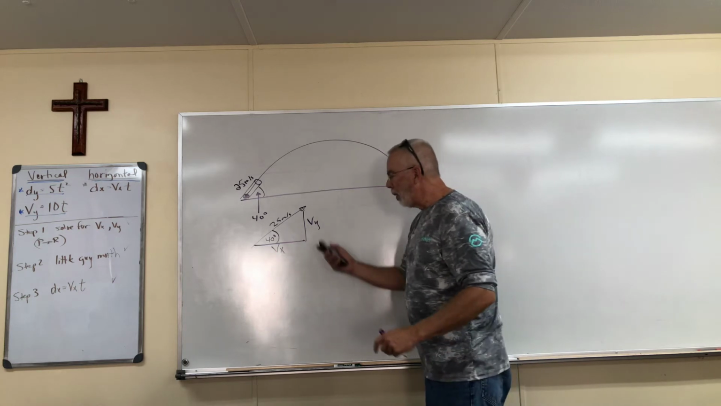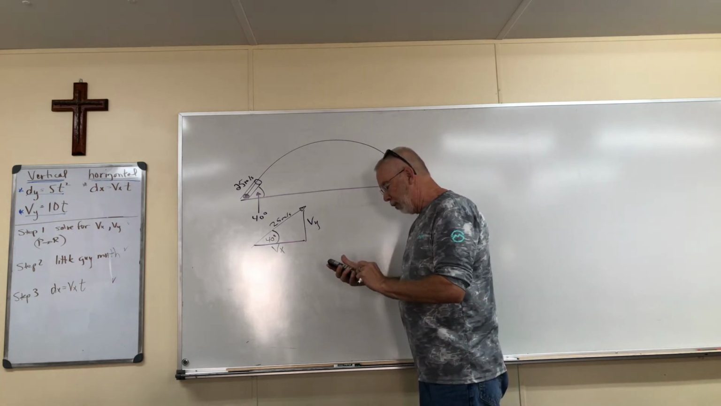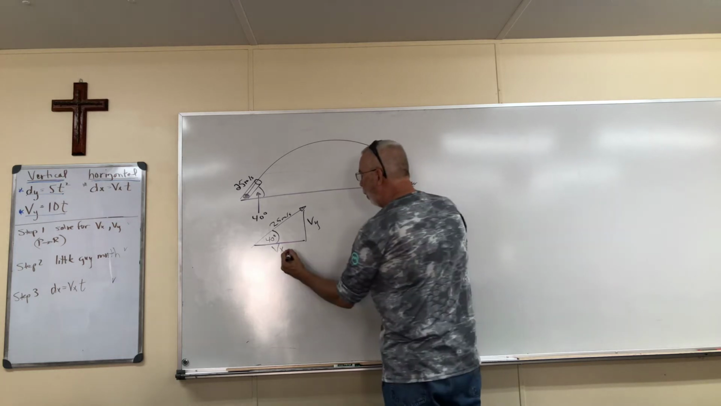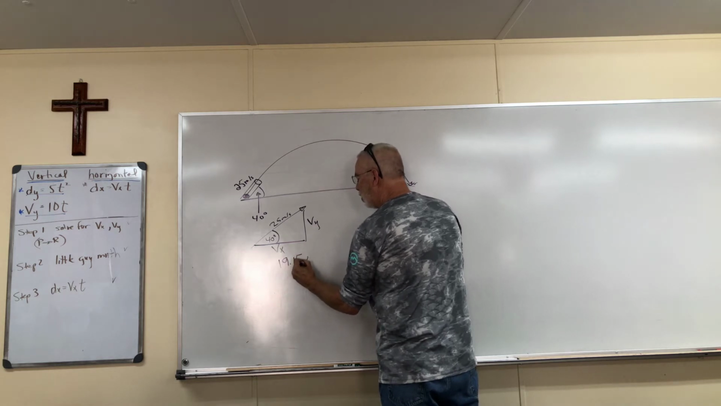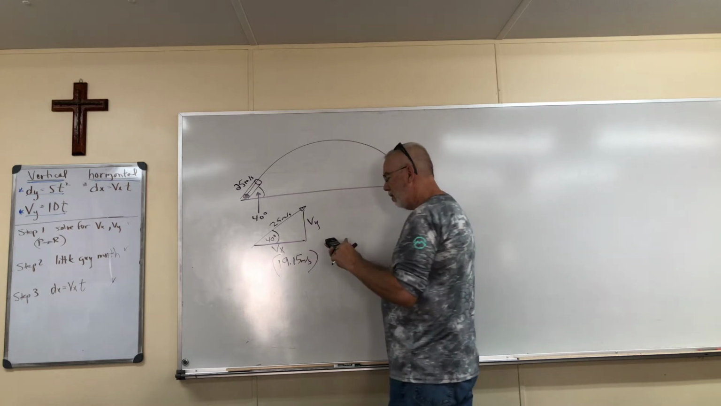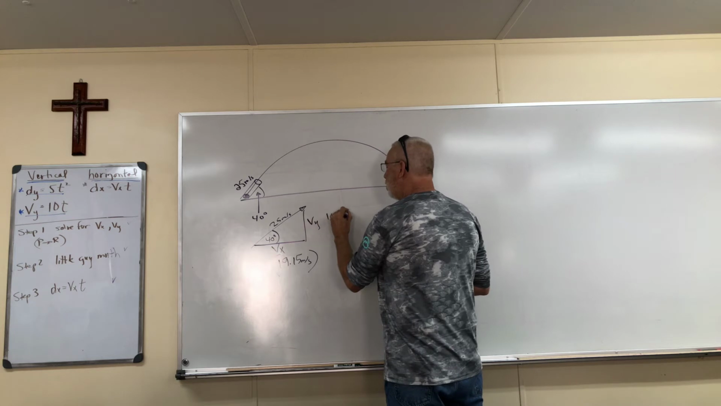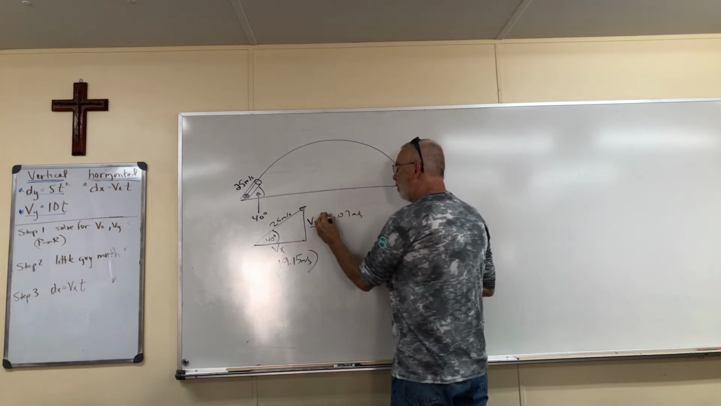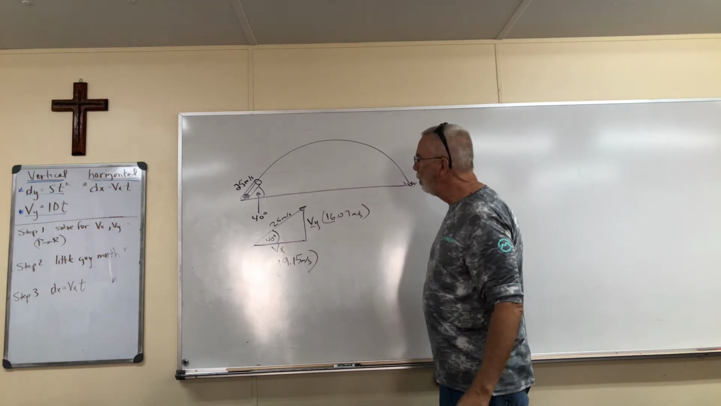So running this polar rectangular, it's this simple. 25 at a 40-degree angle gives us 19.15 meters per second for v sub x, and 16.07 meters per second for v sub y. So now we have the x and y components.